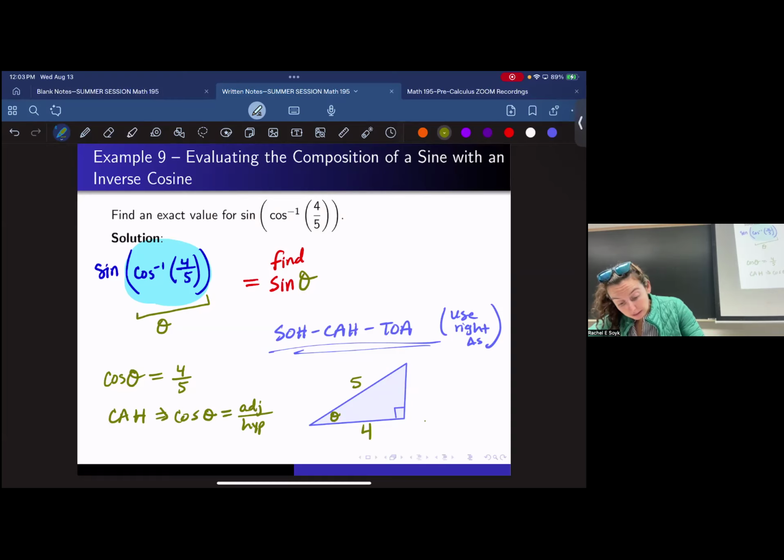By Pythagorean theorem, a squared plus b squared equals c squared, we get this missing side to be 3, right? 3, 4, 5 triangle, Pythagorean triple. But if you aren't convinced, then you can do it off to the side here. 25 minus 16 gives you 9, and then the square root of 9 gives you that side length of 3.